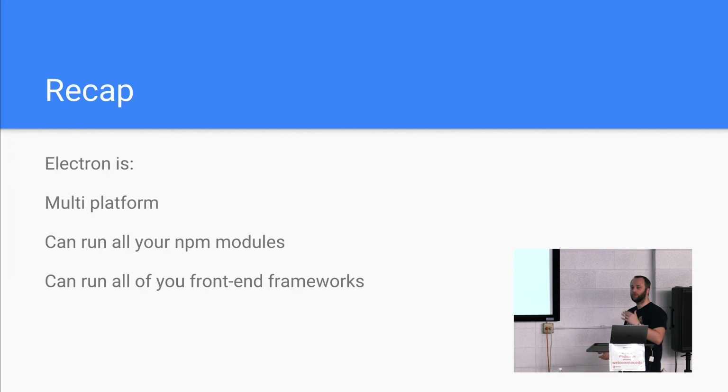So that's a very small recap of everything we have been seeing so far. Electron is multi-platform, and that's one of the greatest parts of it. It can run all of your NPM modules on the main process. You can install nearly anything you want, though I wouldn't install Express, for example, because that's not the purpose of the main process, which is not to host web APIs. I would probably wrap something around it to use the IPC, because that's more efficient and probably the way to go.